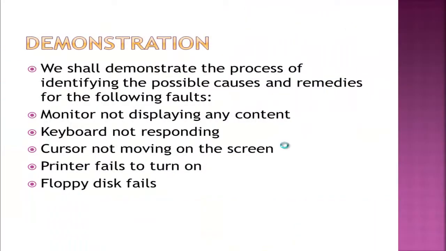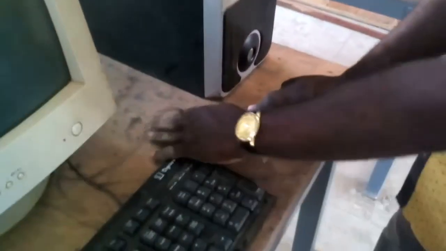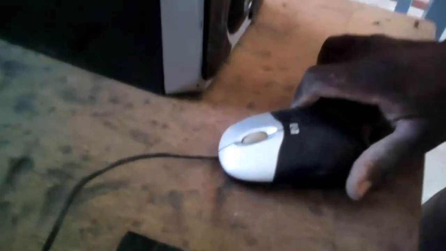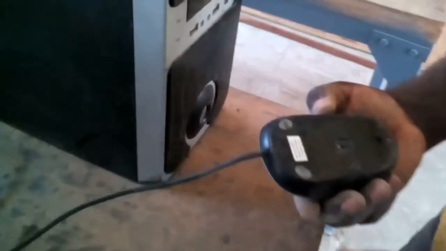Then the cursor not moving on the screen. Now the next hardware we're going to look at is the mouse. Of course, if the cursor on the screen is not moving in a smooth manner, we need to check for dust or any residue on the trackball rollers of the mouse, which is usually located underneath it. Because if there is dust within the trackball rollers, it will not function.